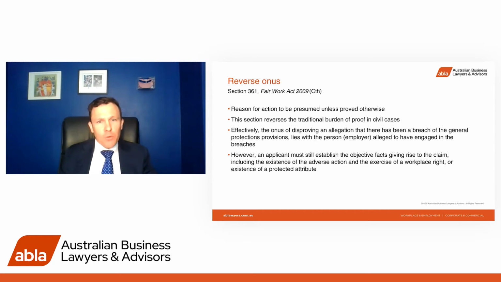Now, the last dot point 4, the applicant must still establish the objective facts giving rise to the claim, including the existence of adverse action and the exercise of a workplace right, or the existence of a protected attribute. That sounds quite simple. It sounds like all the employee really has to do is demonstrate that they are adversely treated, and then demonstrate that they exercised a workplace right or have a protected attribute. Where it gets slightly more complicated is where there's a dispute as to whether it's a workplace right or not, where they actually had the ability to exercise the workplace right. And sometimes it can be a bit murky as to whether the protected attribute actually exists, and that's a question for the discrimination framework. But once the applicant can establish the objective facts that I was adversely treated and I exercised this right, or I have this attribute, the spotlight goes on the employer.